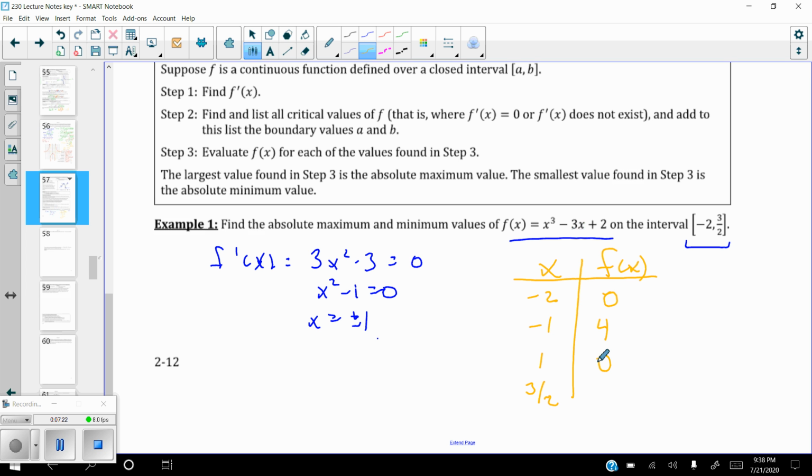And then 3/2, again, 3/2 is going to take a little bit of extra work. You might want to use your calculator for this one, and that's okay if you need to. If you plug 3/2 back in, you're going to get 7/8 as a fraction, which is equivalent to 0.875 in this case.